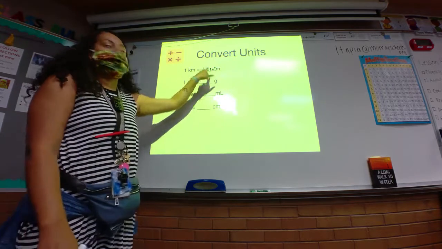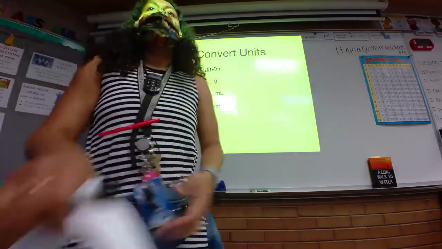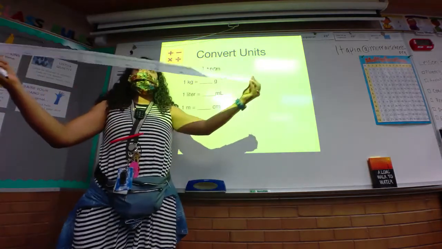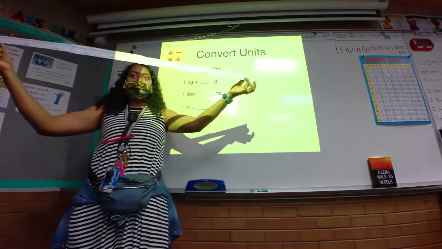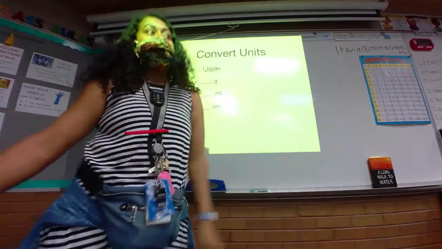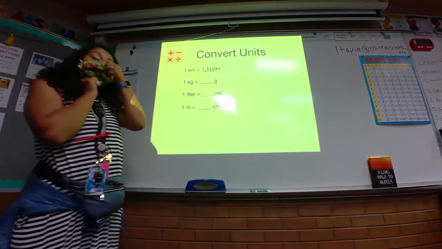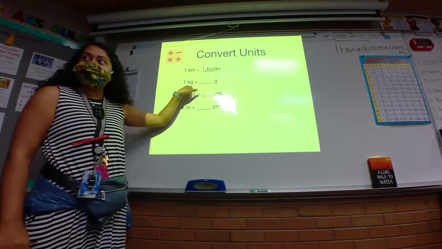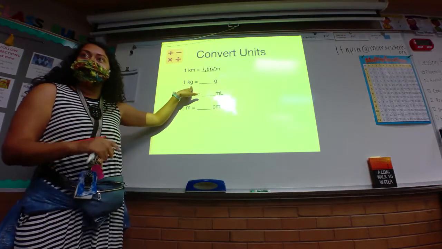1 kilometer is 1,000 meters. You have one of these, right? This is 1 meter. So 1 kilometer is 1,000 of these right next to each other. That's a lot, right? And then this one's 10. Probably take the whole park. Okay, next one. Write it down. Don't erase. Write it down below.